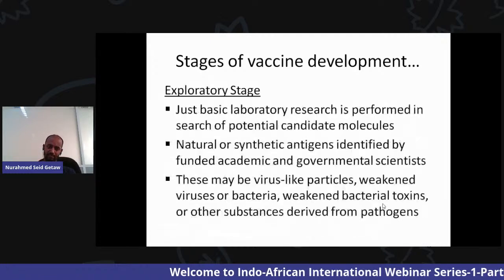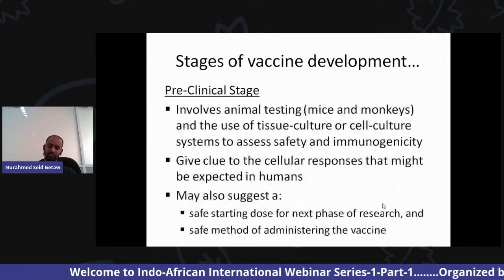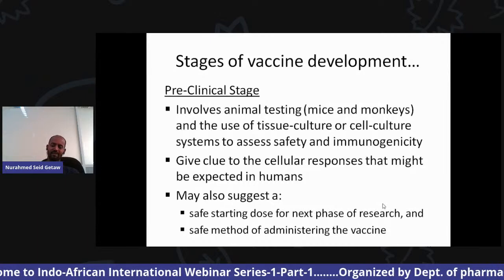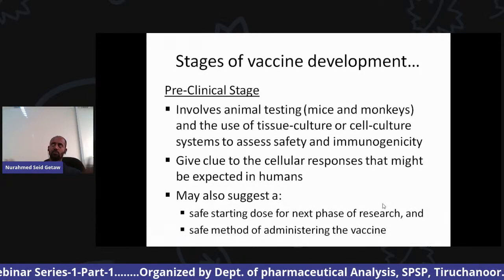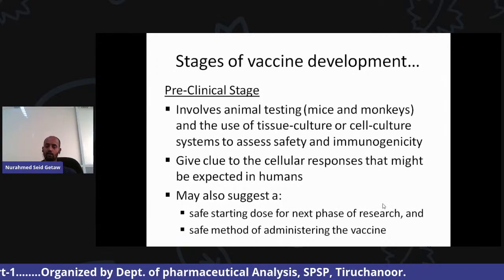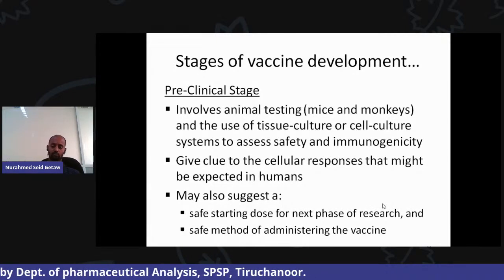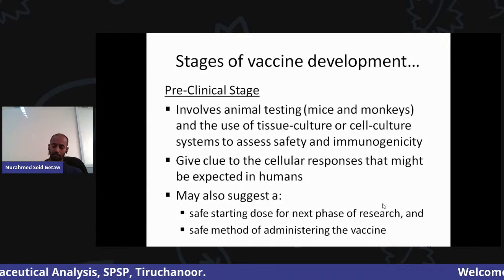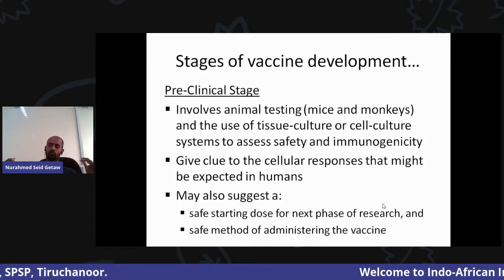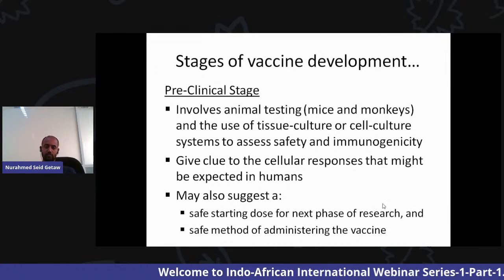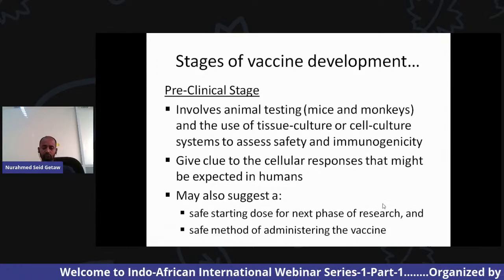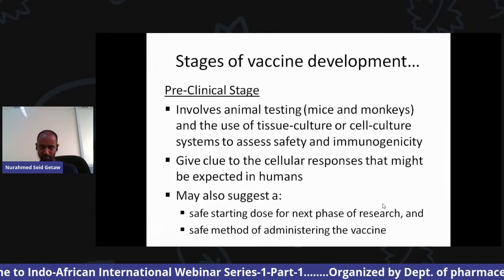And at the initial exploratory stage, things may not even be that much coordinated and recognized. So everybody is doing everything they can in their own efforts. And the efforts tend to get more and more focused as it goes up the ladder of the vaccine development stage. And the second one is preclinical stage.